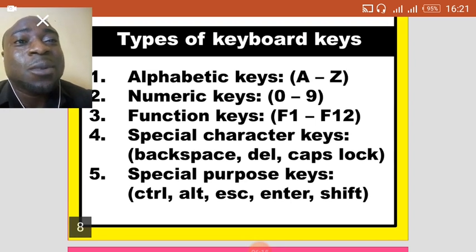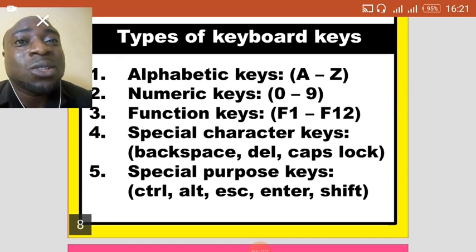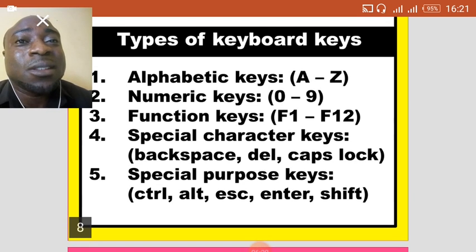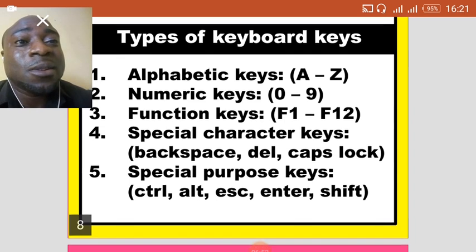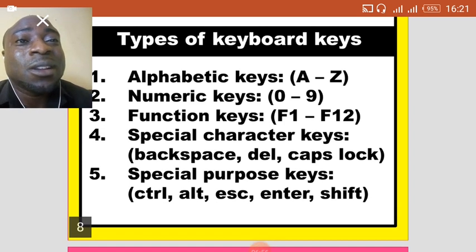Now, at the uppermost part of the keyboard, we have what we call function keys, which is from F1 to F12. We use them to perform a special function. That's why we call them function keys. That's the first set of keys that you will see on the computer keyboard. Then we also have the next one, which we call special character keys. Let's look at the examples. We have the backspace, the delete key, caps lock, and so on and so forth. We use special character keys to perform a special function.